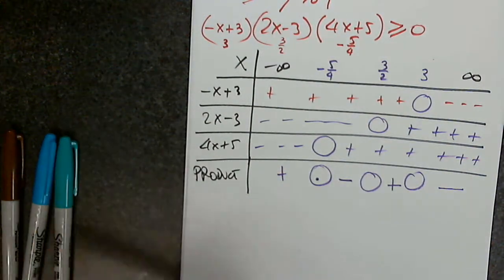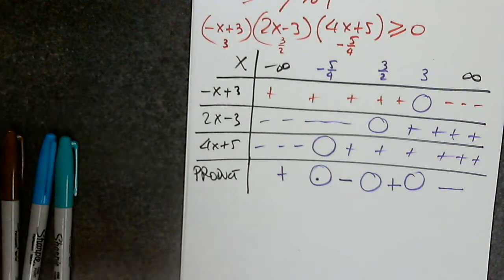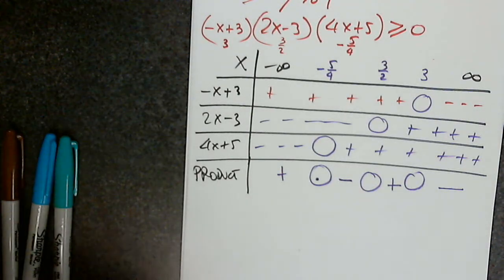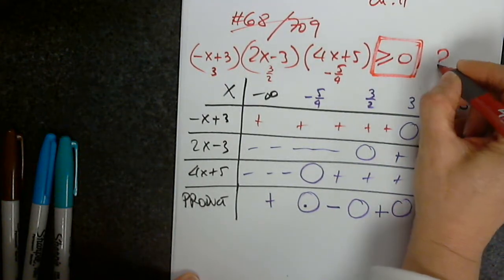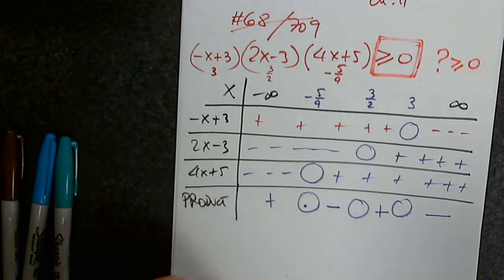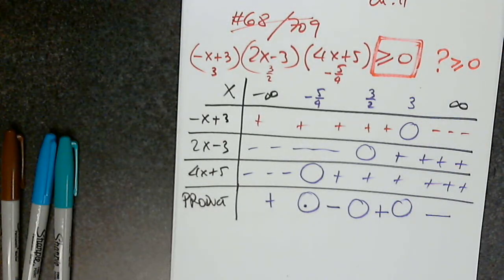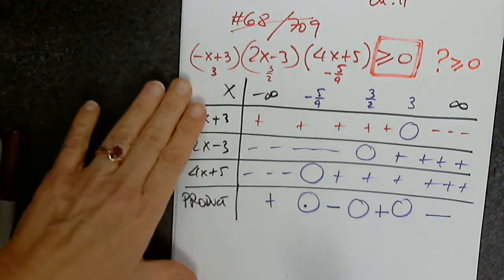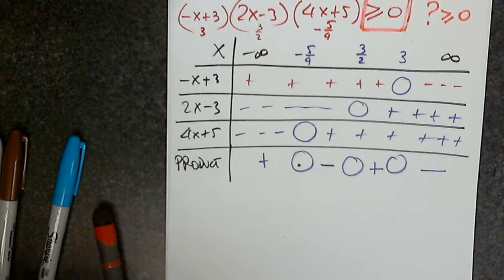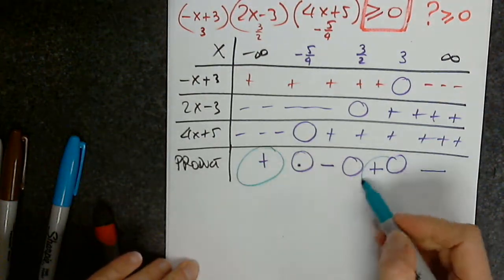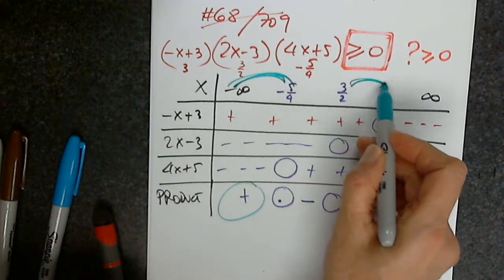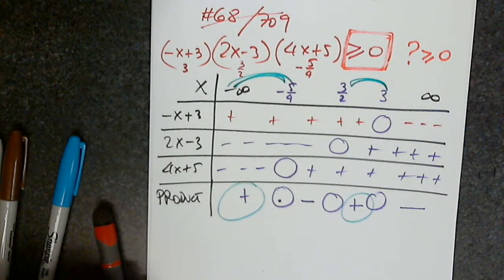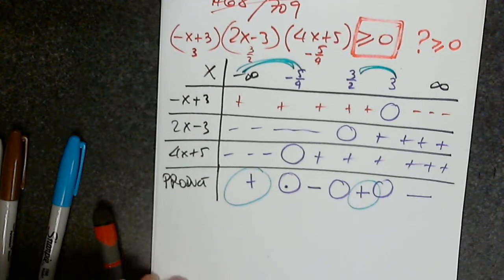Now I'm ready to look here, only now, because now I'm ready to choose the answer. I'm looking at this. What is greater than or equal to 0? There is only one sign that is greater than or equal to 0, and that must be positive. Is the product ever positive? Yes. It's here and here, which means the solution is this union this, because I have to give the answer in x.